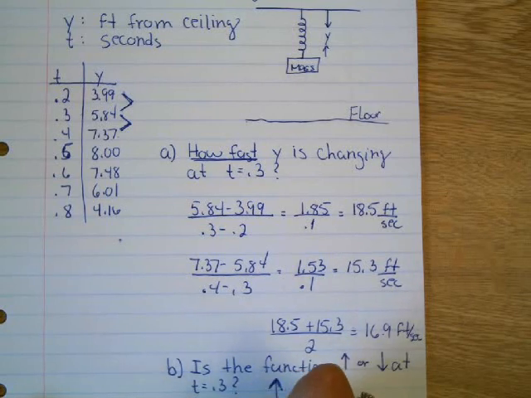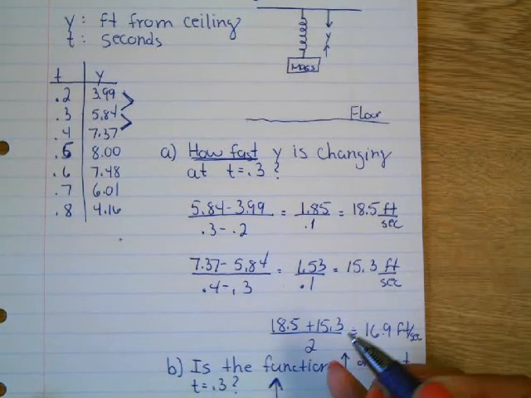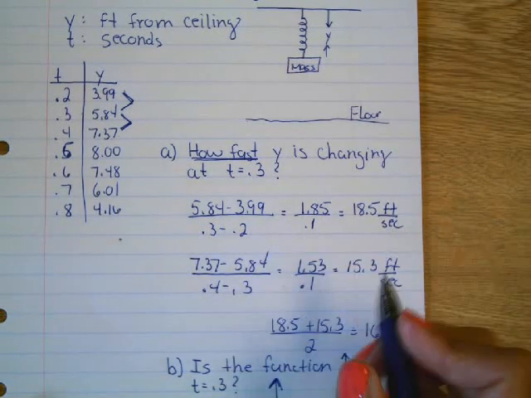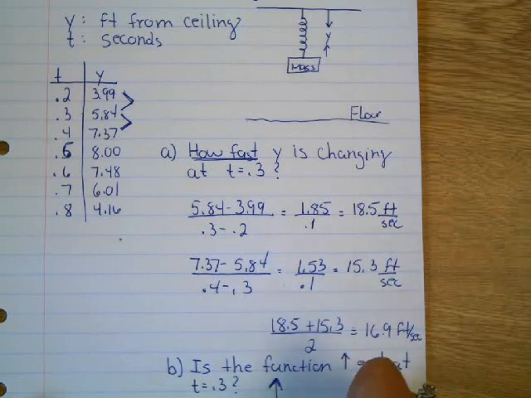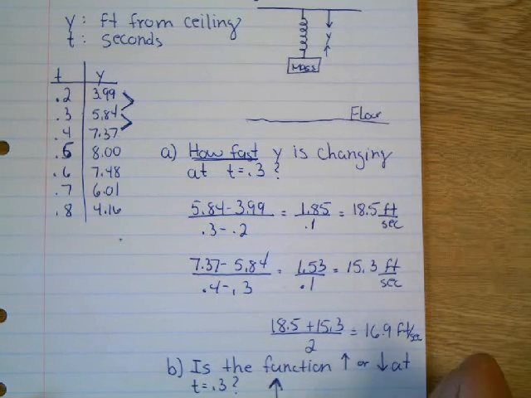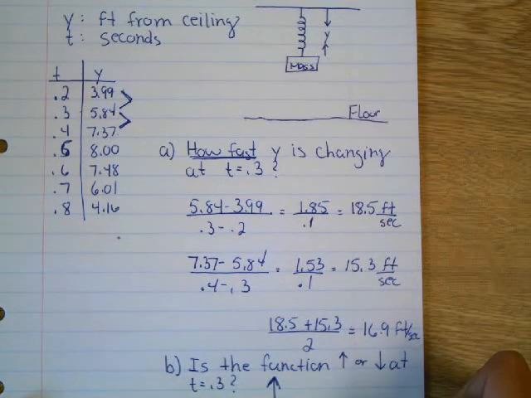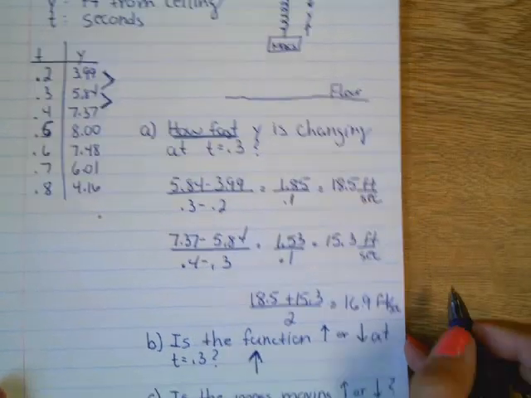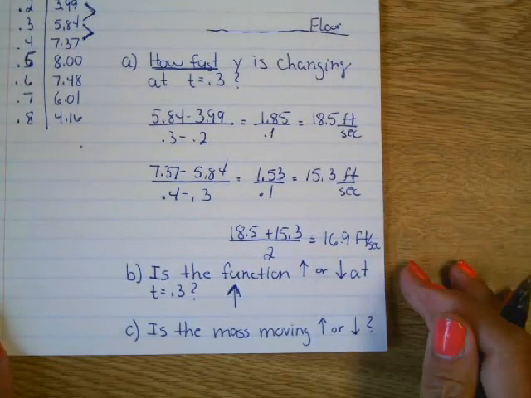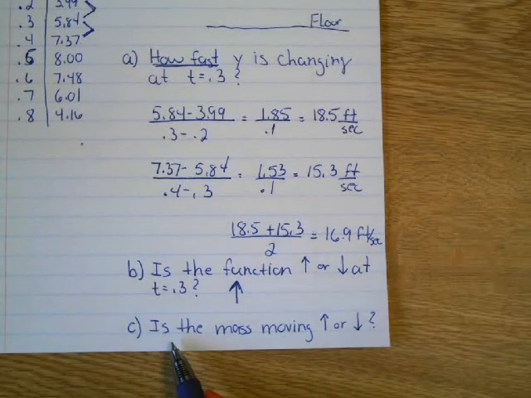Is the mass bouncing up on its way up, or is it going down? Is the mass moving in an upward direction toward the ceiling, or is it bouncing down towards the floor? Okay. Sorry about that again. So I'm asking for the last question, is the mass moving up or down?